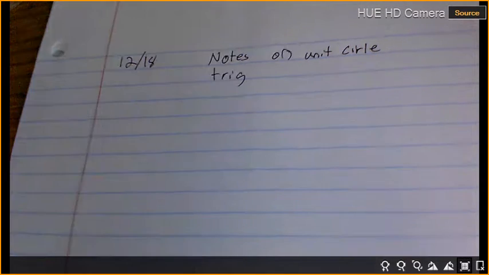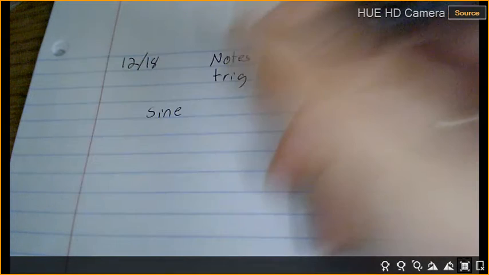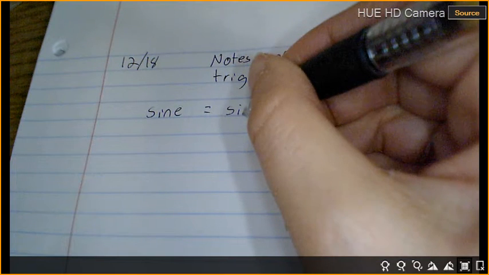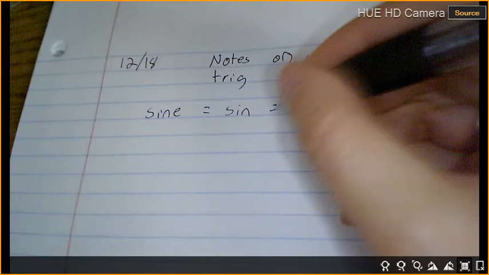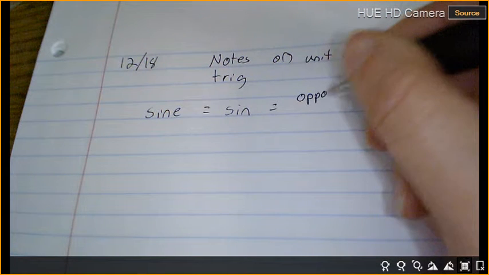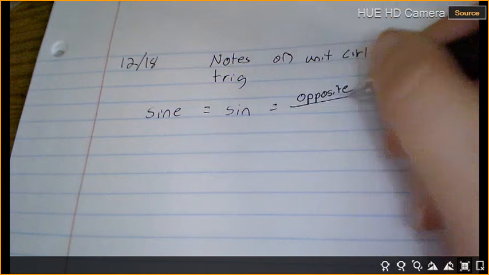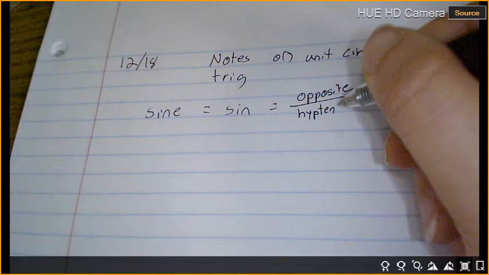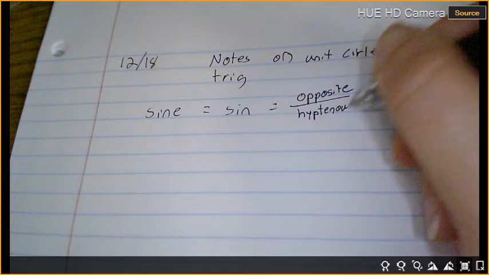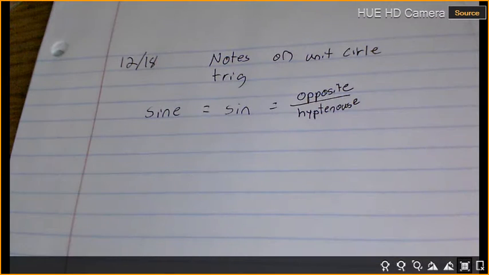I want you guys to make sure you write this down. Sine is abbreviated as SIN, but we don't ever call it sin, we always say sine. Okay? Sine is always the opposite over the hypotenuse. Is that spelled something like that? Probably not. Okay. Opposite and hypotenuse.